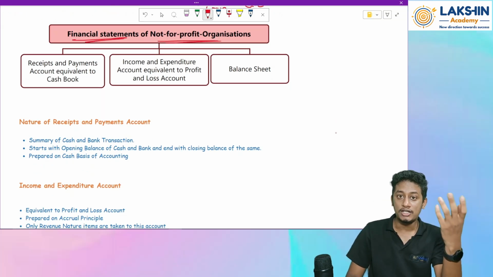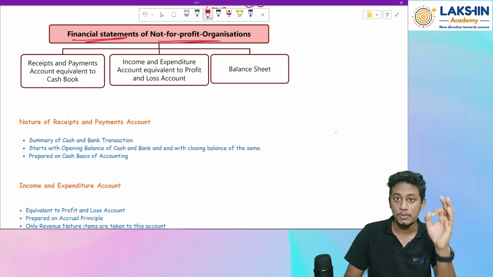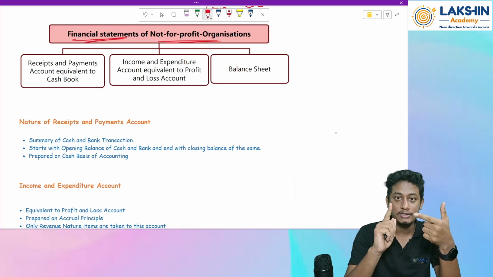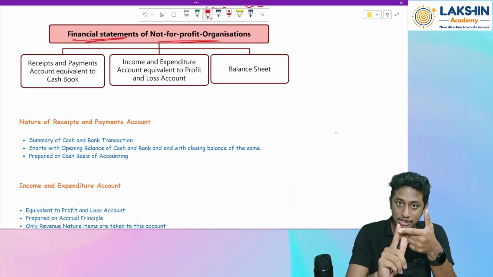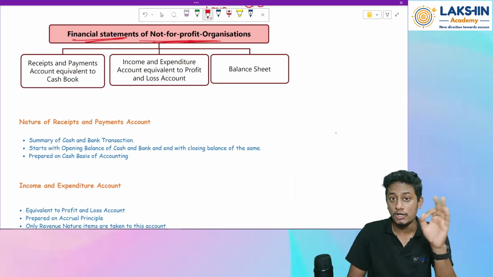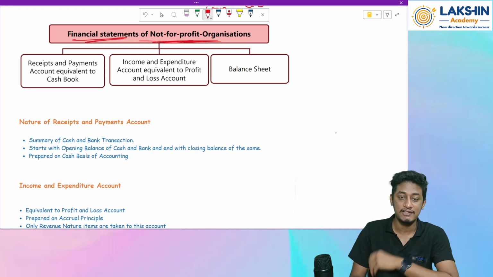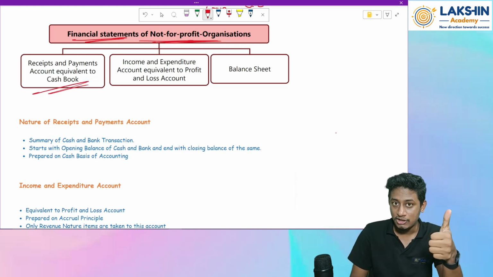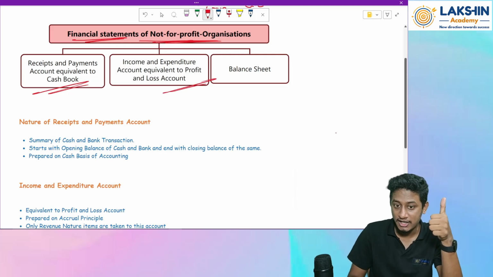So now, coming to financial statements of a non-profit organization. So what consists of accounts for non-profit organizations? See, we have learned the preparation of accounts for sole proprietor. We will look at how to prepare the P&L account or whatever the accounts are for the partnership. For company we will see, and similarly now we will see how to prepare the accounts for not for profit organizations. So in this case we have only three different accounts. One is receipts and payments account, then we have income and expenditure account, and we have balance sheet.